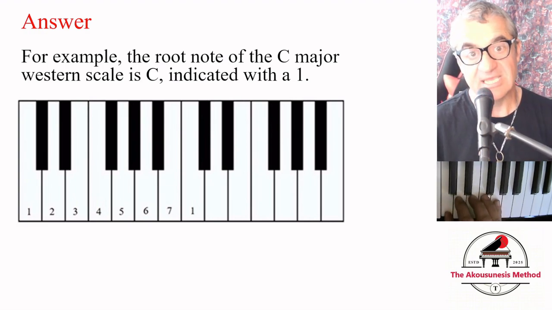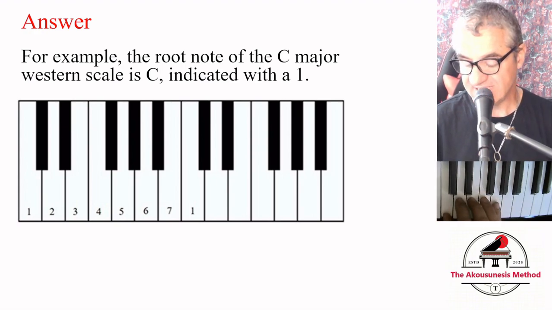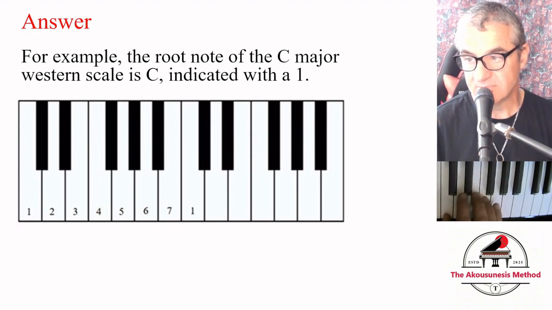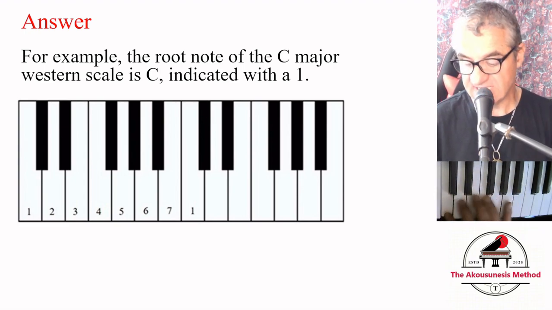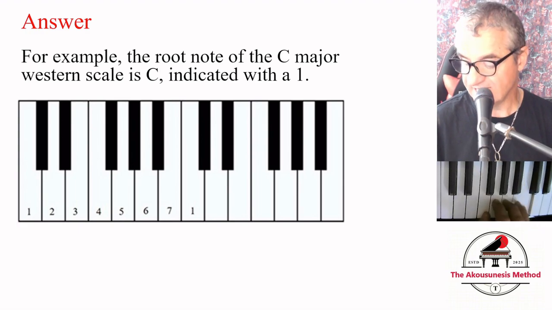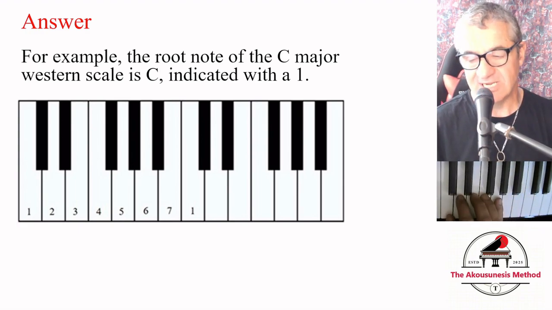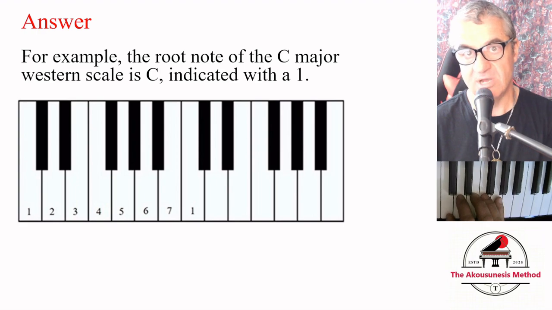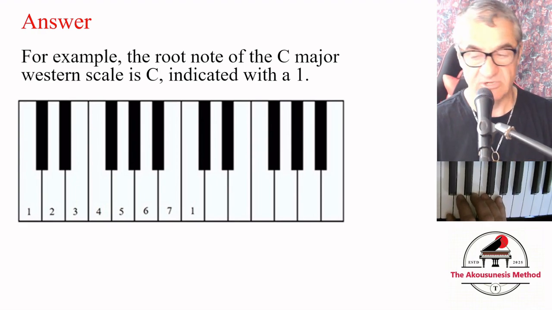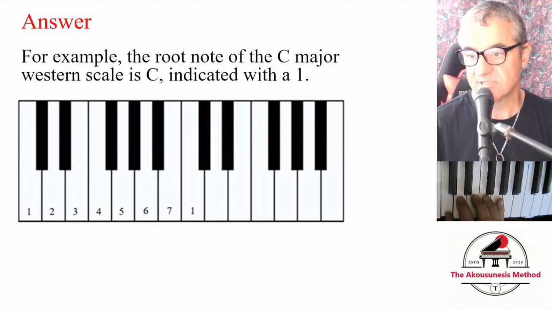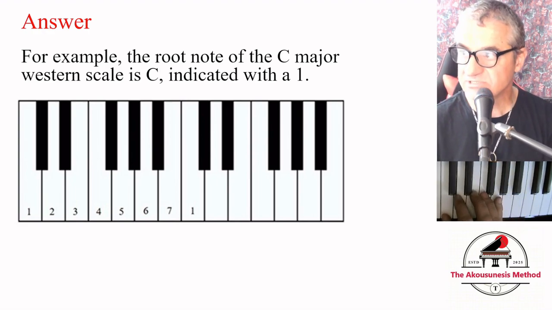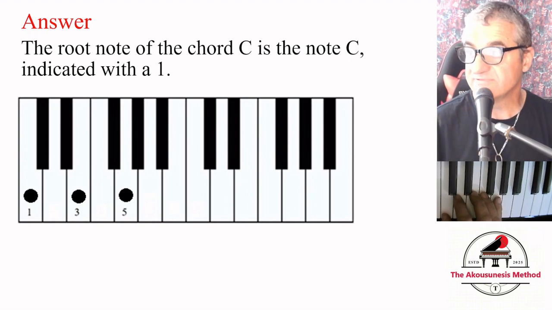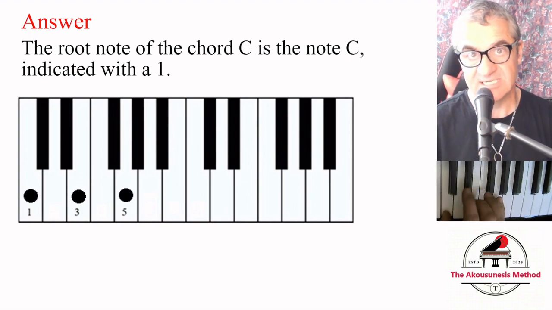The 1 happens to be C, which is not only the bass note for all these intervals, it's also the root note of the scale. And more importantly, it's the root note of the Ionian mode of that scale. We're going to learn more about modes later. It happens to be the bass note as well. The root note of the chord C is C, the 1, and it's also the bass note.